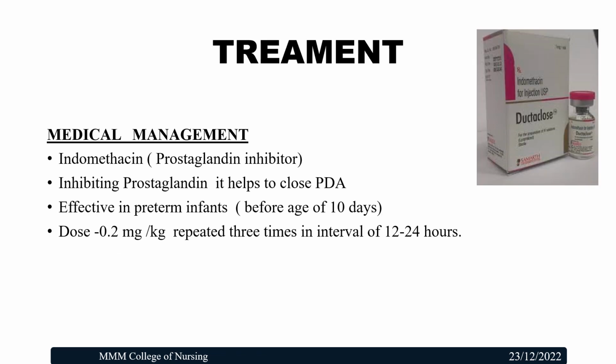Coming to the medical treatment, first comes indomethacin, that is the prostaglandin inhibitor. Indomethacin helps in inhibiting the prostaglandin, which helps to close the patent ductus arteriosus. It is very effective in preterm infants before the age of 10 days. The dose will be 0.2 mg per kg, repeated 3 times in intervals of 12 to 24 hours.